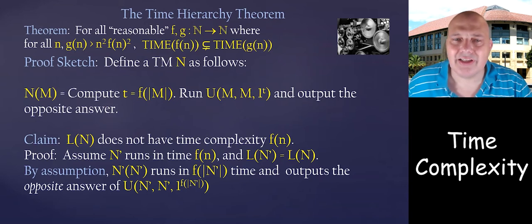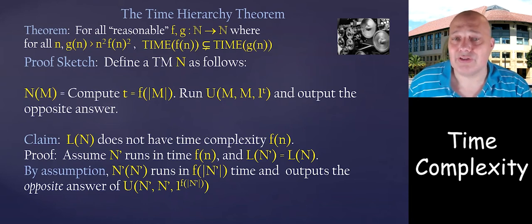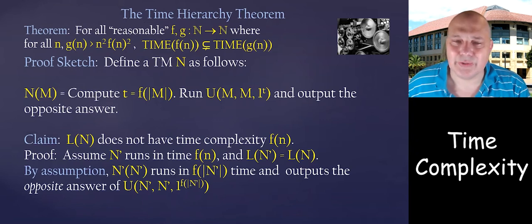So by assumption, n prime on n prime runs in time f of n prime and outputs the opposite output to what u on n prime does in this number of steps, right? Because this is what n does. n was defined to do that, and n prime does the same thing. They compute with the clock, and then they switch.